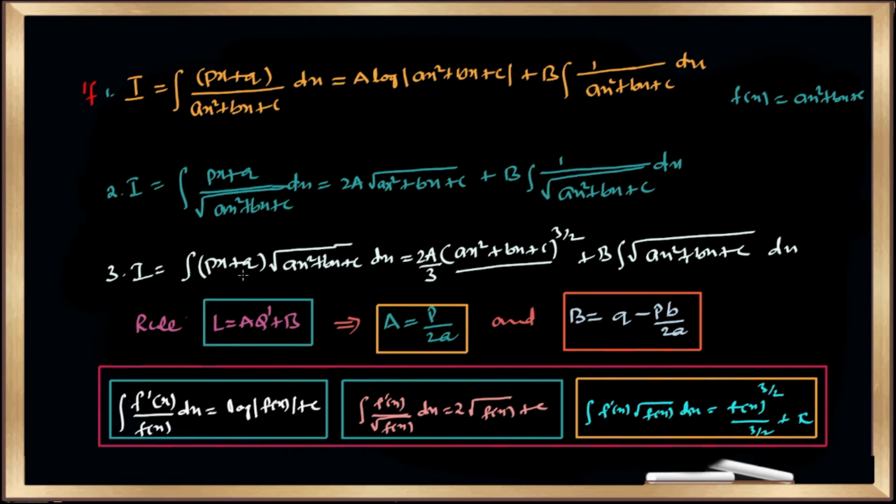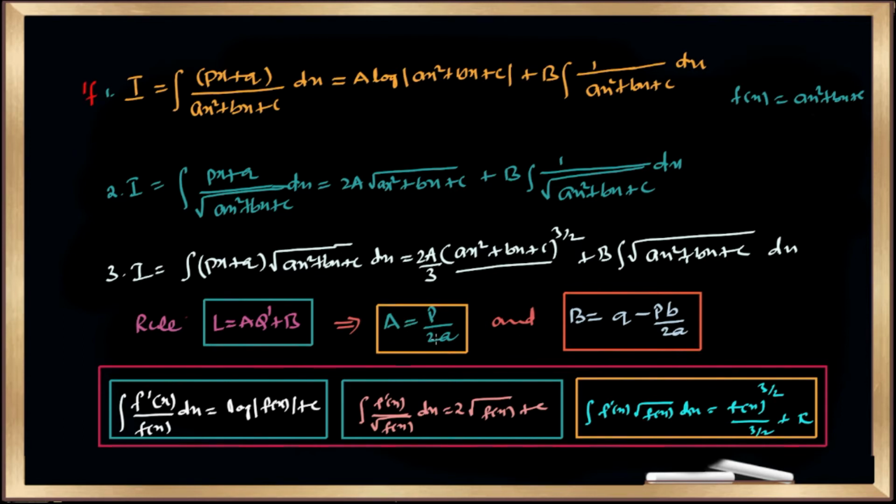And type 3 is linear into root over quadratic. If the question is in the form of linear into root over quadratic, the answer is 2a by 3 quadratic to the power of 3 by 2 plus b integration root over quadratic. So here to find the values of a and b, the working rule is linear equals a quadratic dash plus b. Dash means here we have to differentiate. Then equating both sides, we will get the values of a and b.